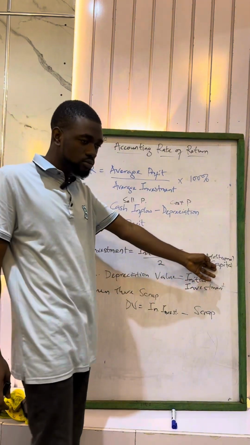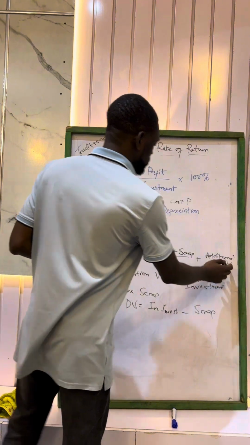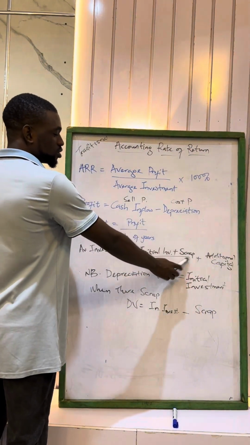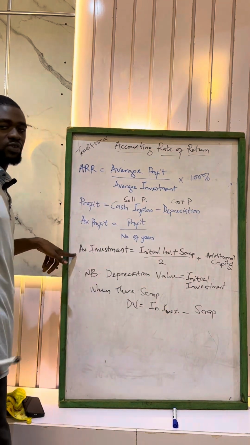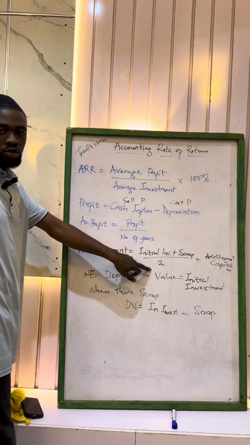You can include that. But if that is not included in your question, you can make this 0. And also take note, in a situation whereby your scrap value is not included in the question, your average investment is also going to be your initial investment plus 0 over 2.